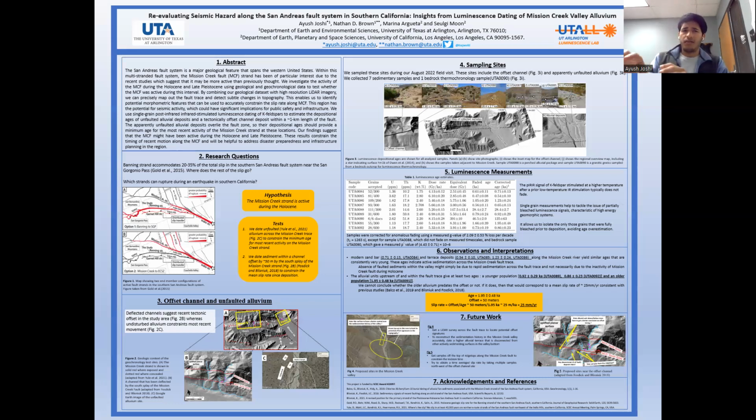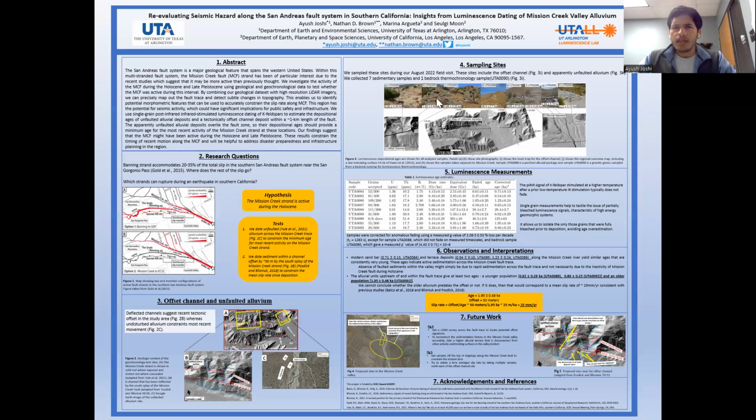And basically the date we get out of these alluvium sediments will give us the minimum age for the most recent activity along the Mission Creek Fault, or in other terms, when this fault last ruptured the Mission Creek Valley region. And secondly, we have identified an offset channel, which is very near to the Mission Creek Valley. We take a bunch of samples across this offset channel so as to quantitatively estimate the approximate slip along the Mission Creek Fault.